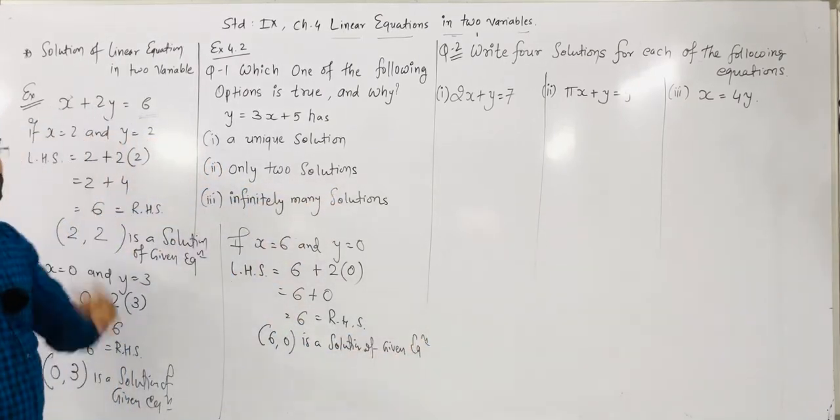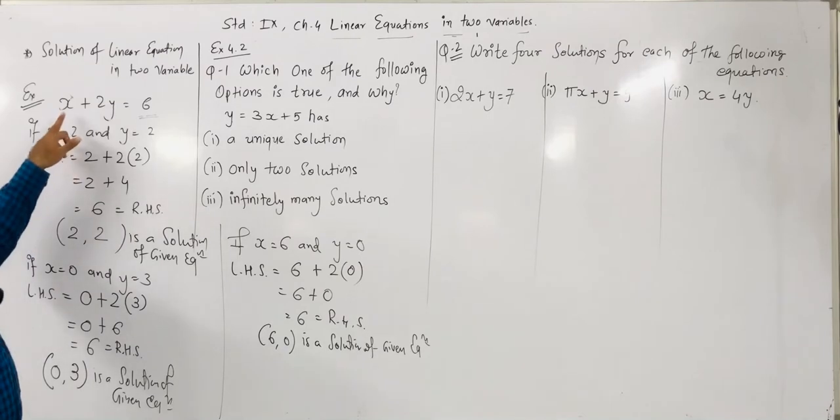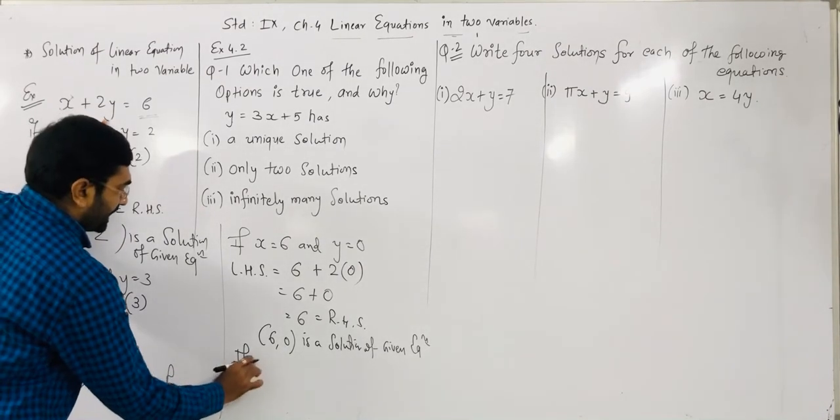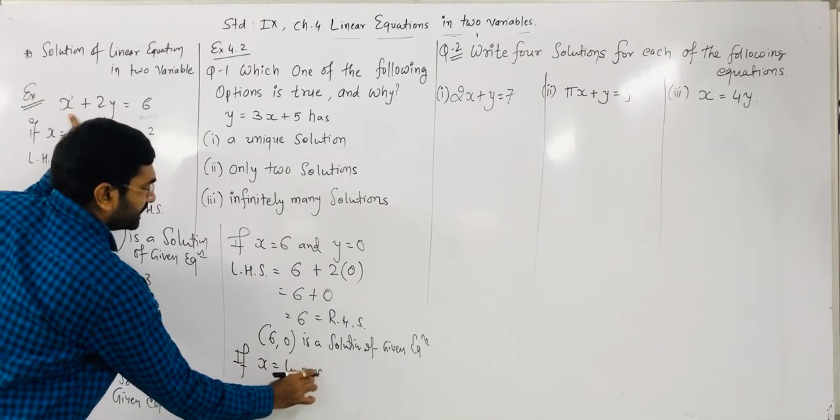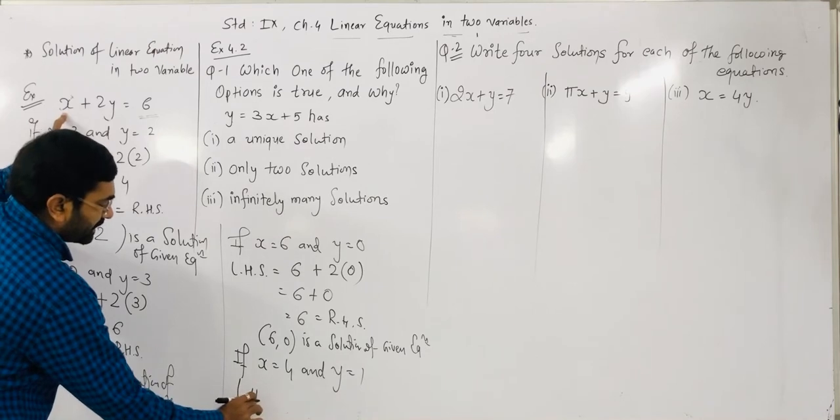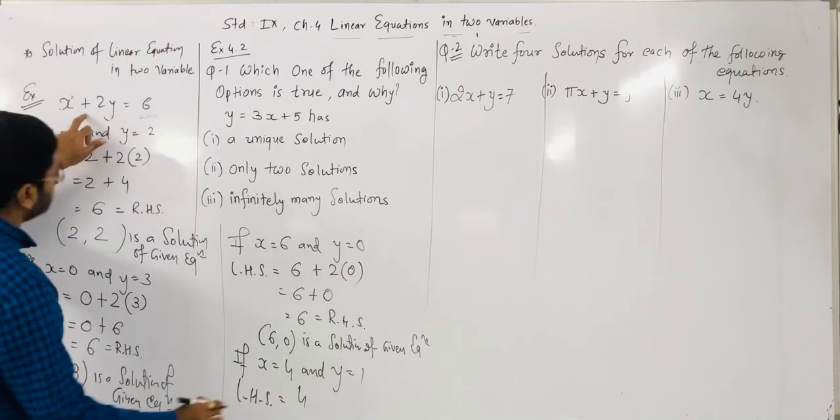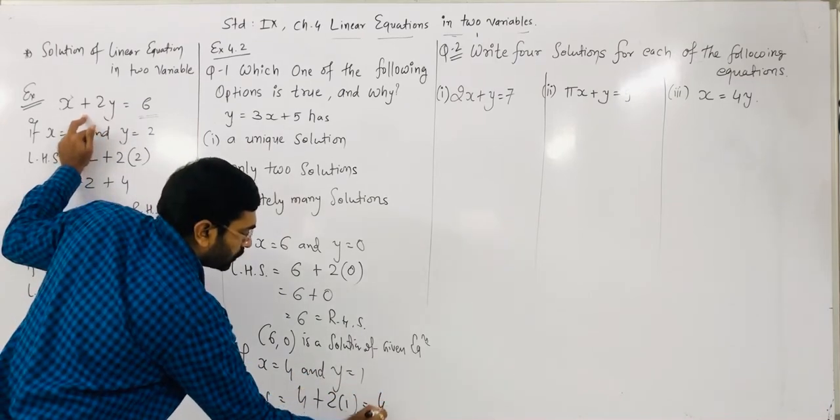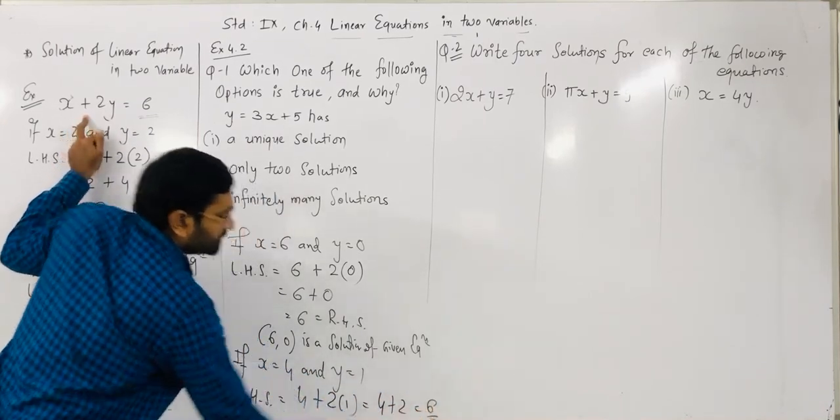Okay. Now another solution is also possible. Suppose I take x is equal to 4 and y is equal to 1, right? So here the left hand side is 4 plus 2 into 1. The y value we have to take as 1. So 4 plus 2 is equal to 6.